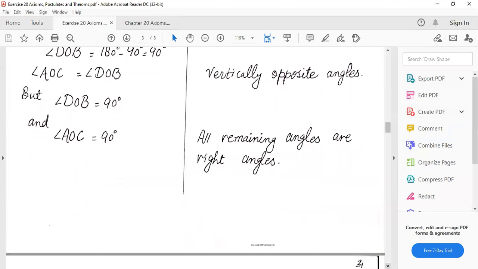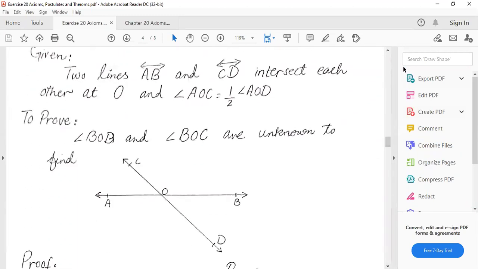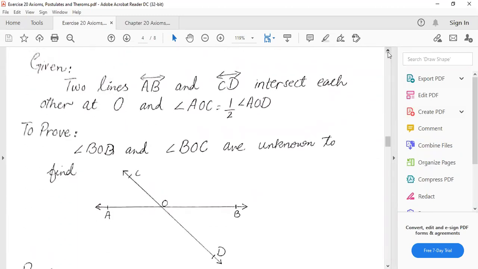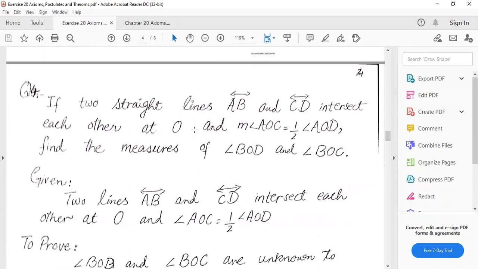This is question number 3. Now question number 4: if two straight lines AB and CD intersect each other at point O, the measure of angle AOC is equal to half of AOD. The statement is different now. Find the measures of BOD and BOC.